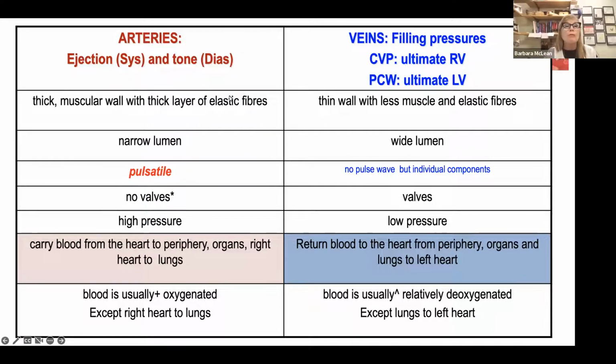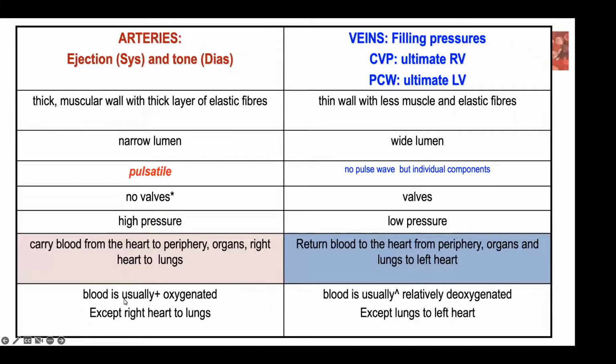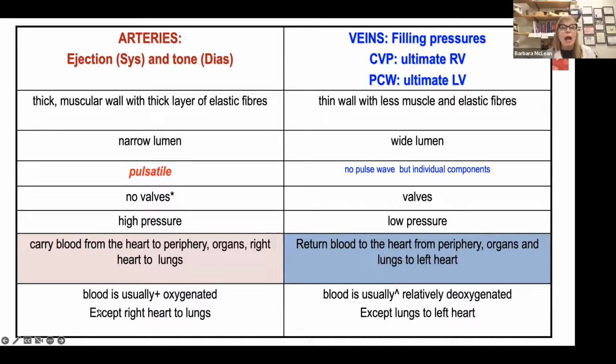Now, what's really important to remember about the arteries is they are thick and muscular, and they have multiple layers of elastic fibers. What that means is they can actually constrict or dilate quite aggressively, and typically there's fairly high pressure in them. So remember, blood is oxygenated in the systemic arterial flow, and it's relatively deoxygenated in the pulmonary arterial flow. And we'll look a little more at that in a moment.